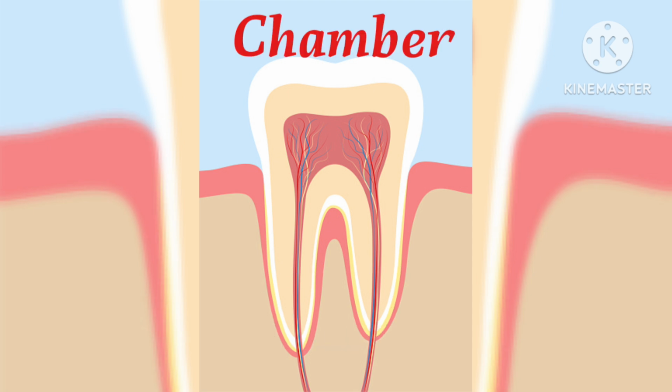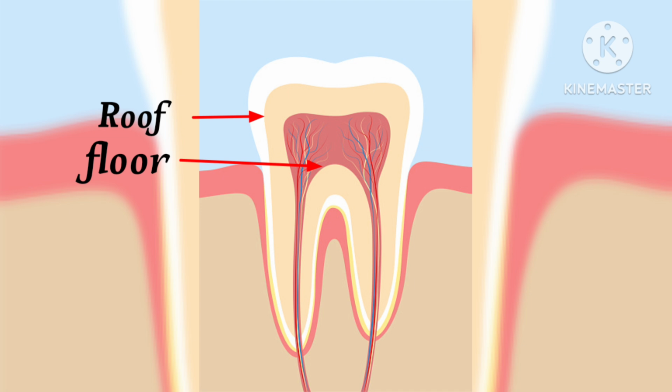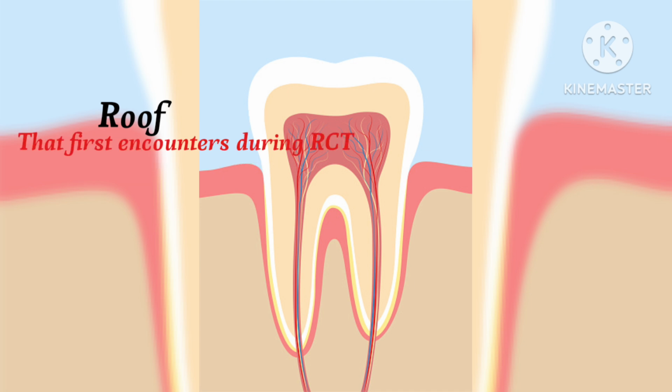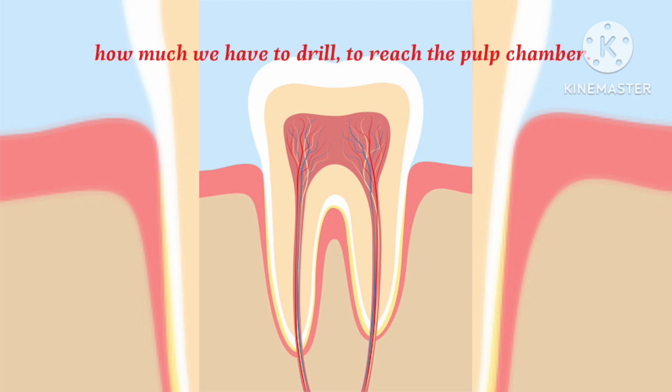So let's first discuss the chamber of the tooth. Chamber is the room of the tooth where we find the pulp. And as a room has roof and floor, pulp chamber also has roof and floor. Roof is a very important part as it is first encountered during RCT. RCT's first ditch is in the roof of the pulp chamber. So vertical drilling should be limited to the roof of the pulp chamber.